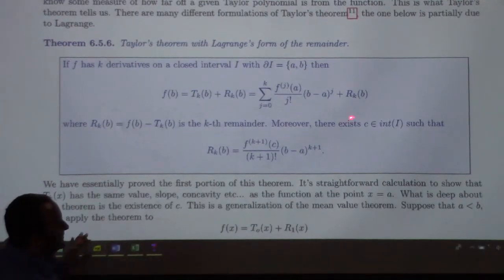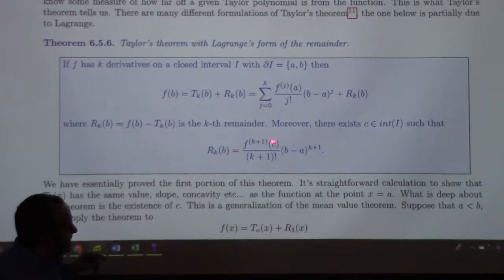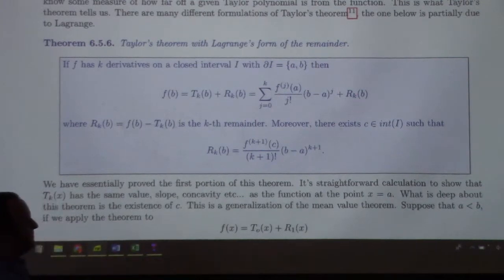Then there exists some c inside the interval from a to b, such that the k plus 1th derivative evaluated at c divided by k plus 1 factorial times b minus a to the k plus 1 is equal to this remainder term evaluated at b.